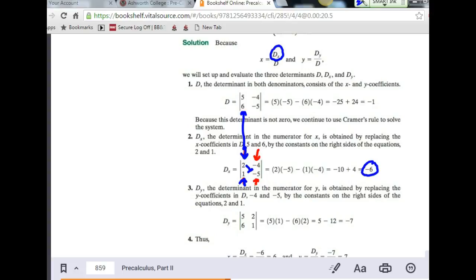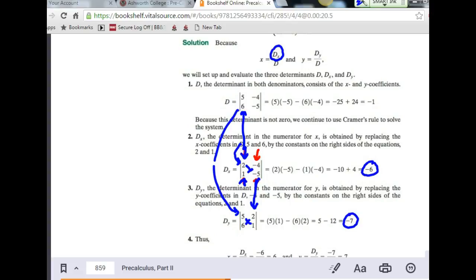Okay? Same thing for the y. If you want to know the y value, this time we're going to take our regular y value and replace it with the constants, which are 2 and 1, and we're going to go back to the original with our x values. So if you want to know the determinant for y, you just replace the y values with the constants. And if you want to know the determinant of x, you replace the x numbers or coefficients with the constants. All right. So when we cross multiply here, we end up with 5 minus 12, which gives me a -7.